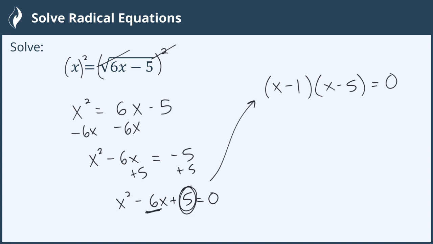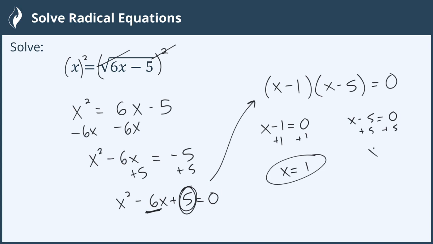So now we need to solve. So if this equals 0, we say x minus 1 equals 0, x minus 5 equals 0, and we're going to solve, add 1 on both sides. We get x equals 1, add 5 on both sides, we get x equals 5. So our two answers are 1 and 5.